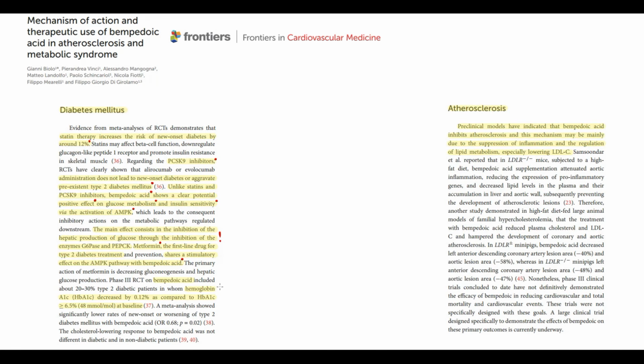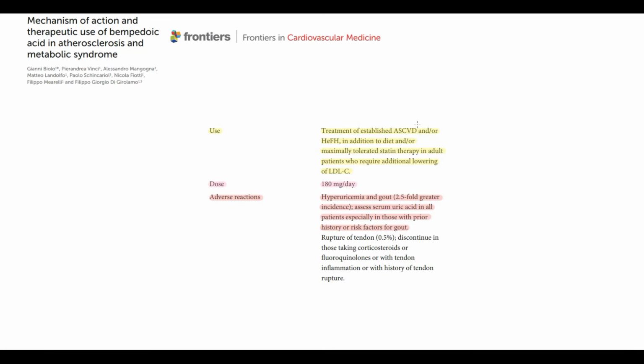And nowadays we know that bempedoic acid alone can provide a decrease in glycated hemoglobin by 0.12%, which is a very good result for a lipid-lowering medication. But the major beneficial effect of bempedoic acid is inhibition of atherosclerosis, which is possible due to the anti-inflammatory and cholesterol-lowering effects. So to summarize, bempedoic acid is used in treatment of atherosclerotic cardiovascular disease and in treatment of heterozygous familial hypercholesterolemia. Also, we can use it for additional lowering of LDL cholesterol.